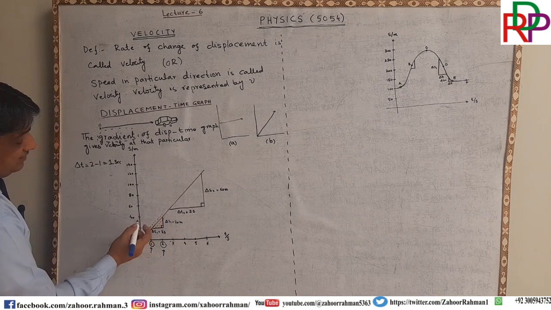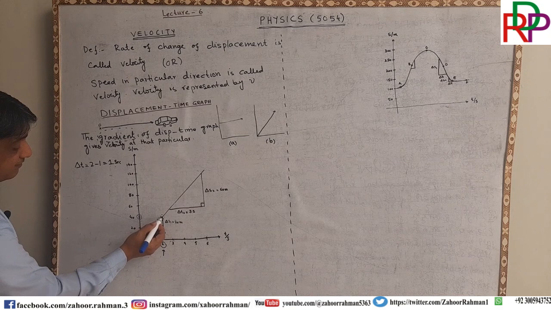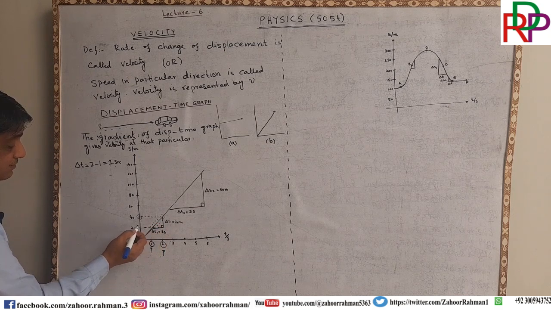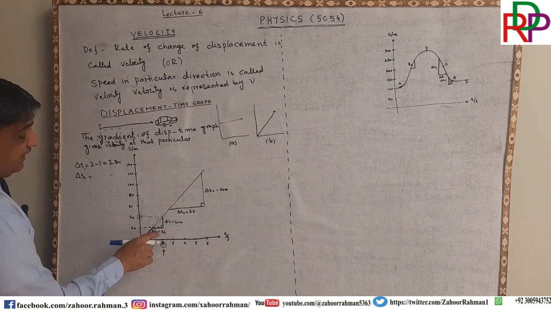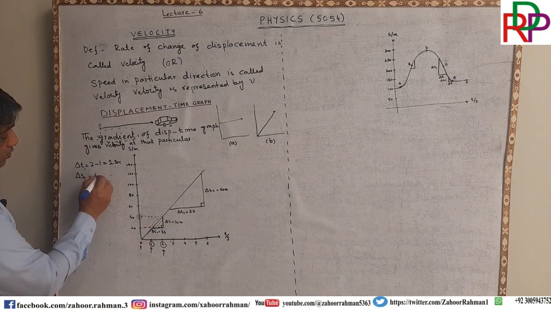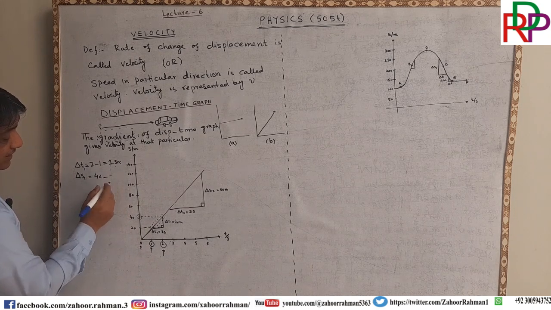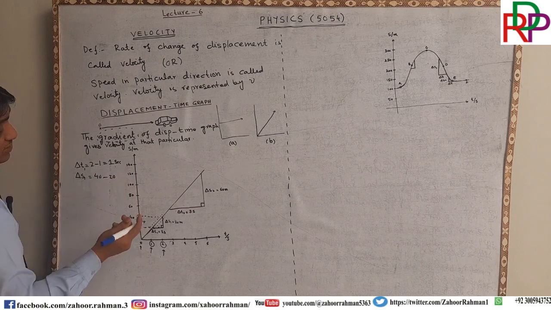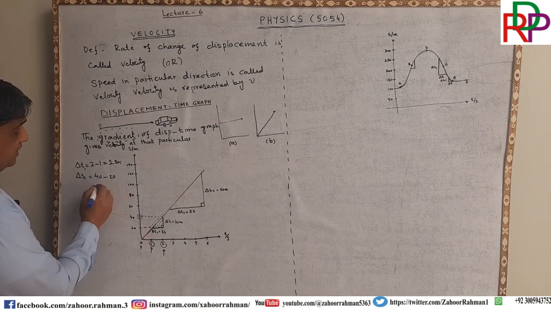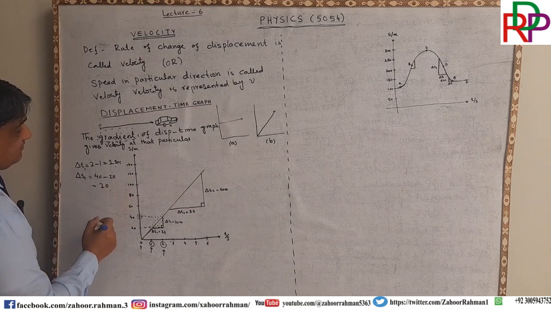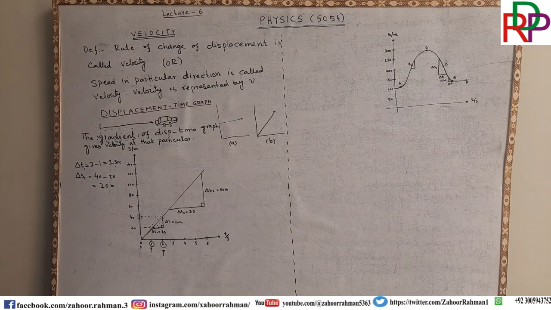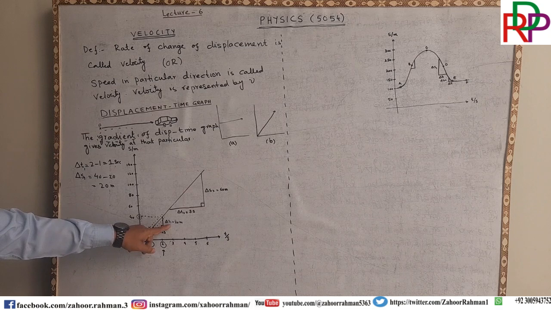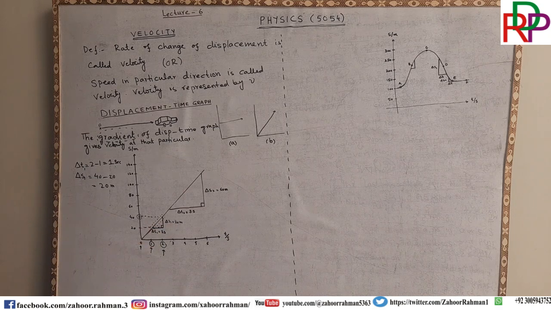Now in this case, because this is 40 parallel to 40 and this is parallel to 20, this is delta t1 and this is delta s1, and delta s1 is equal to 40 minus 20, and that is called change in displacement. How much change are we observing? This is 20 meter of displacement. So delta S1 is equal to 20.